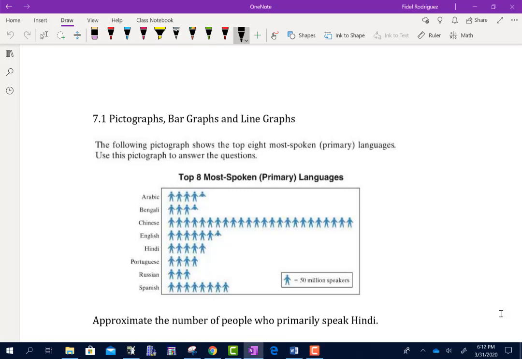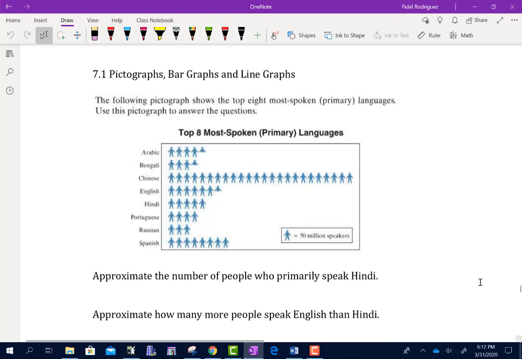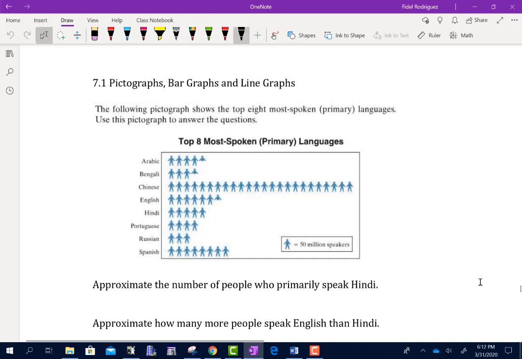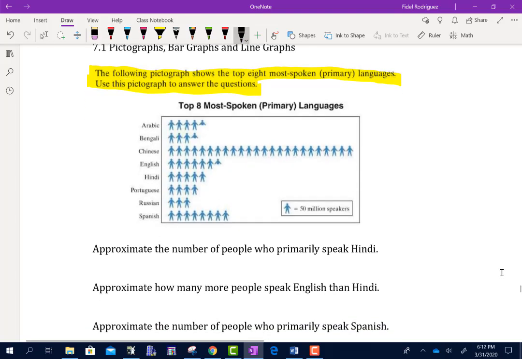Okay, so section 7.1 talks about pictographs, bar graphs, and line graphs, okay? So let's go through these here and see if we can figure this out. The directions say the following pictograph shows the top eight most spoken or primary languages. Use the pictograph to answer the following questions. As I start to look at this picture, it looks like every little person represents 50 million speakers.